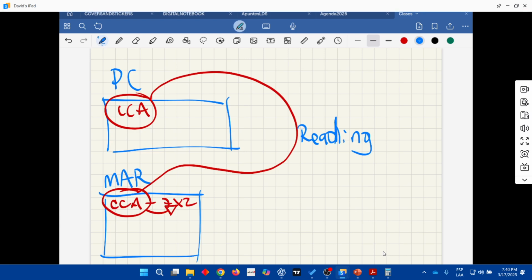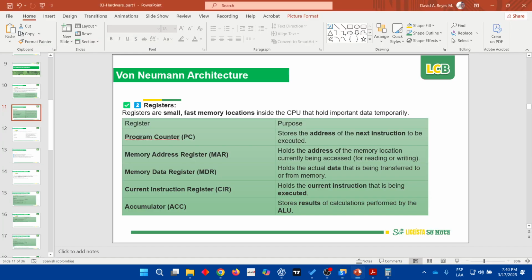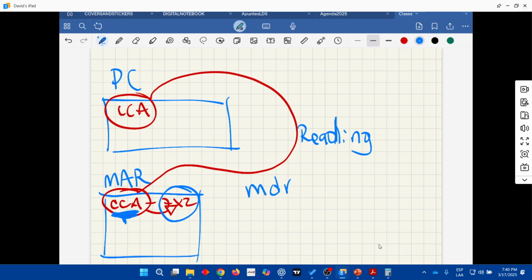This is a D. Okay, we are reading the information in this address. What is the information? This one. So that means that the MDR, let me show you once again, what is that? Memory data register is the data. Which data? This data. One thing is the address.